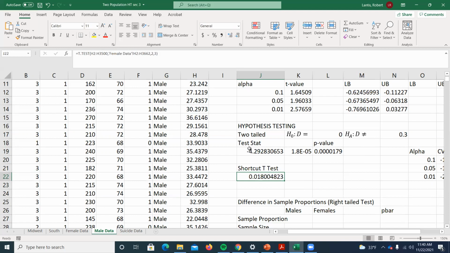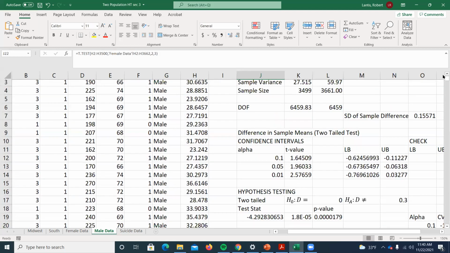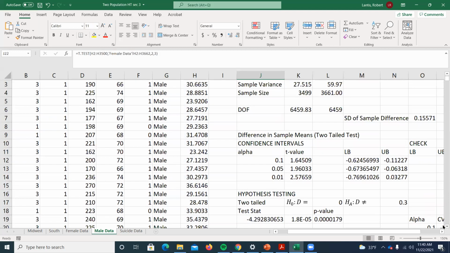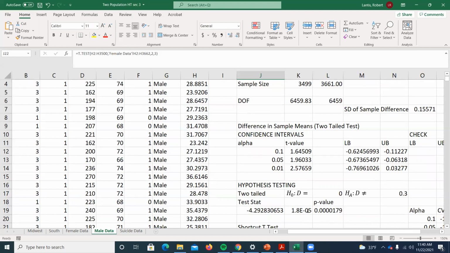You have to know how to use Excel as a calculator, calculate your test statistics after you found the sample means, variances, and sample sizes, and then use T.DIST or T.INV to find your critical values and your p-values. Okay.